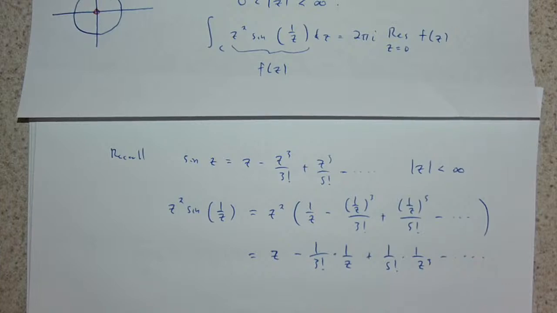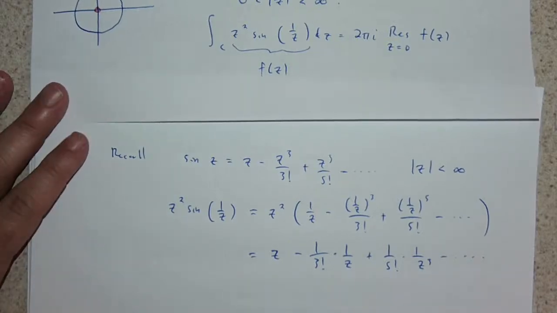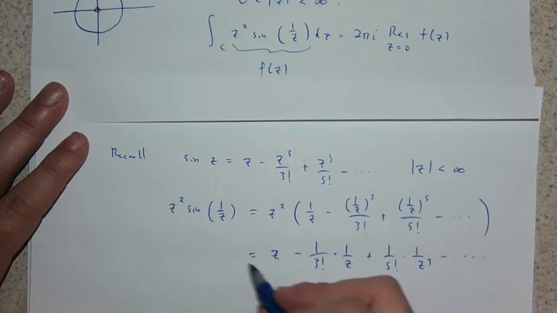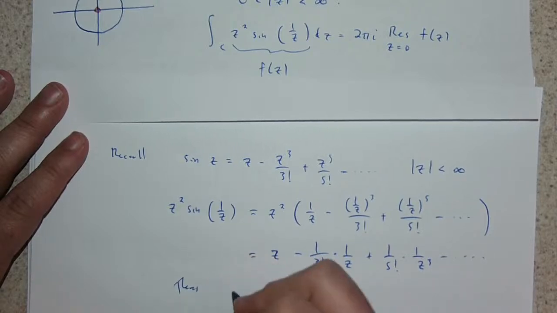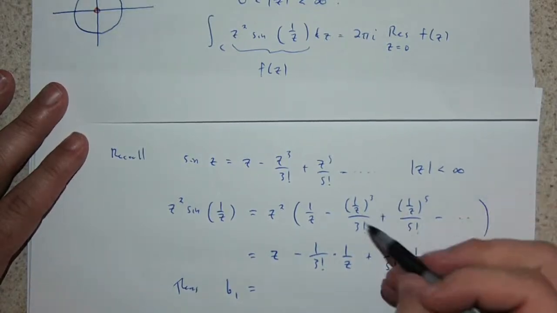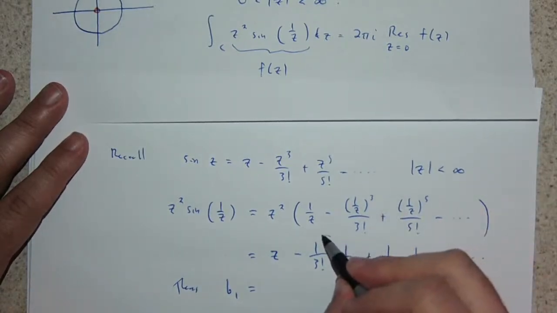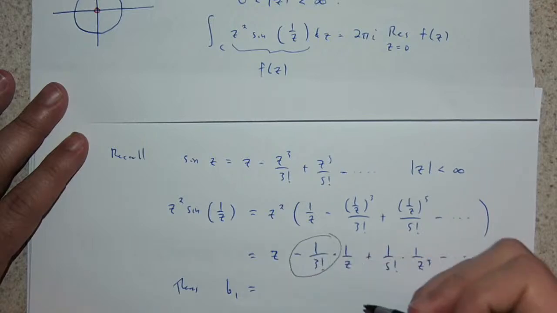Thus, where is my b sub 1? If I write this as a Laurent series, here is my only 1 over z term. Thus, b sub 1 is equal to, well, what is that? It's this.